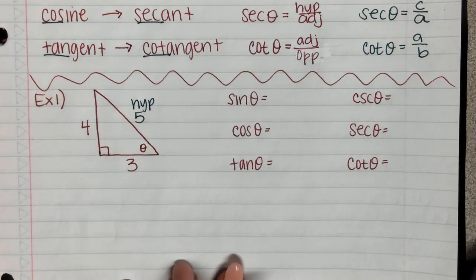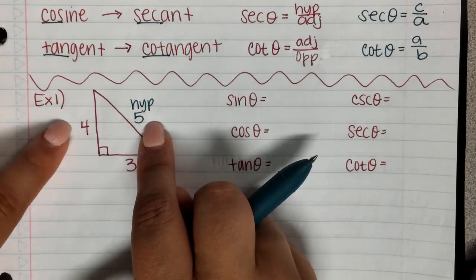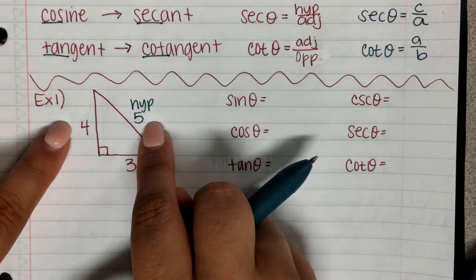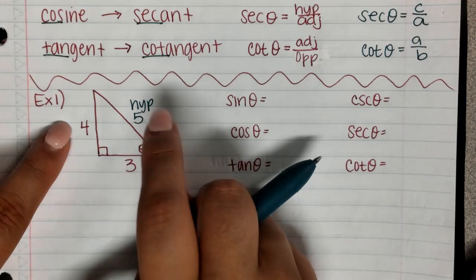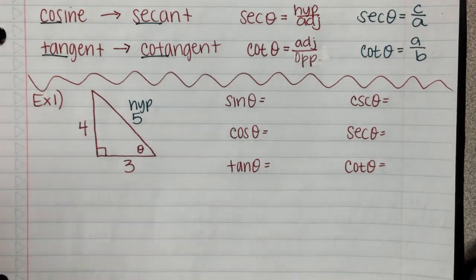By the way, what if this was 3 and this was 4? Would this side be 5? Why not? Because this would be the longest side. It couldn't be bigger than 4. So just make sure you do pay attention to where the numbers are.